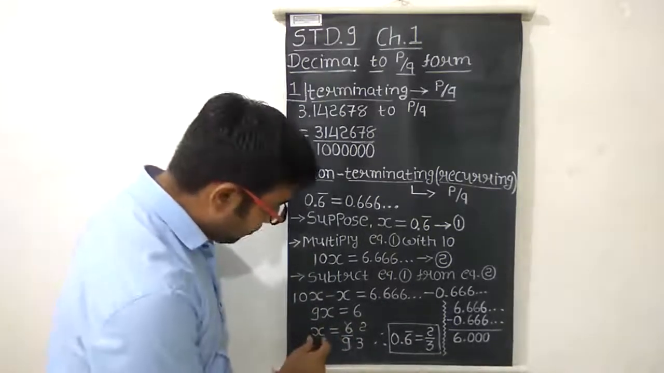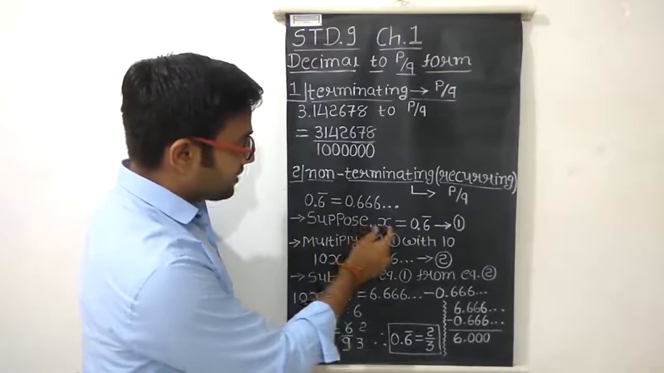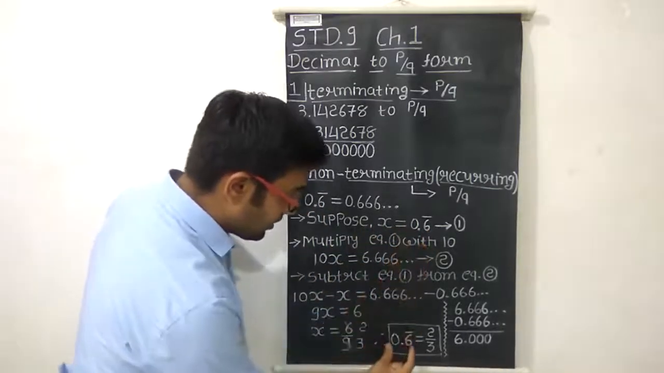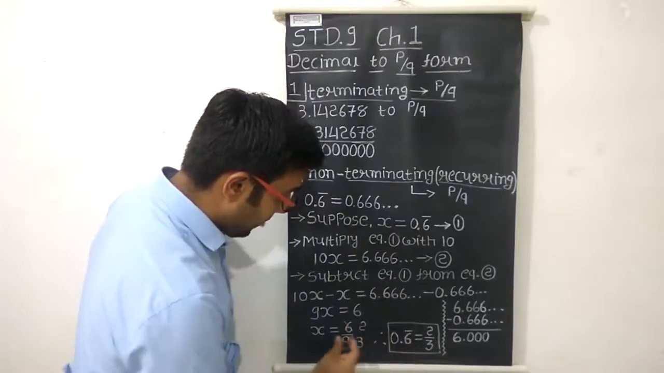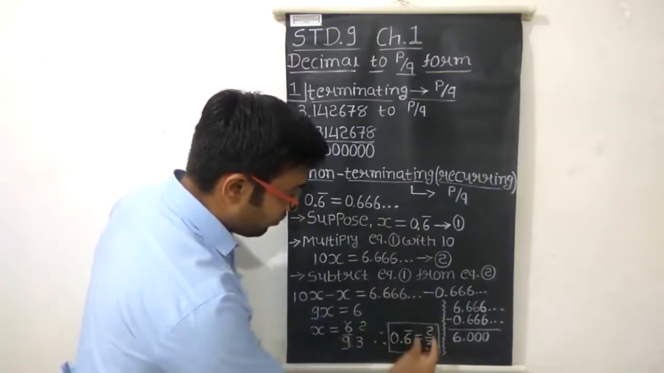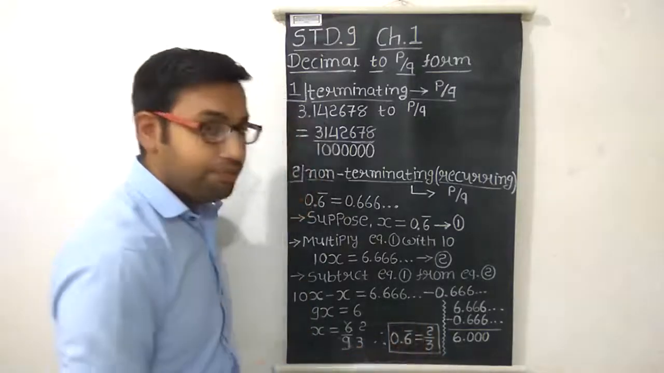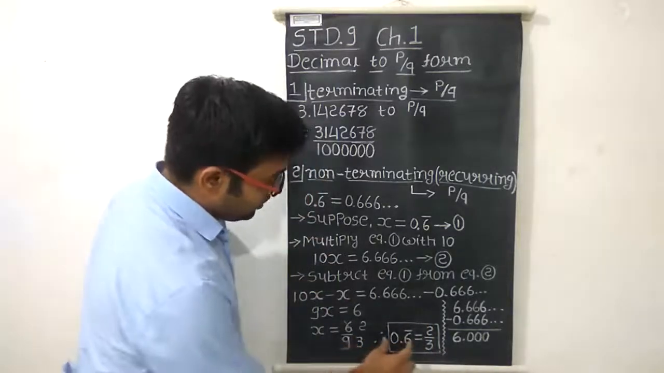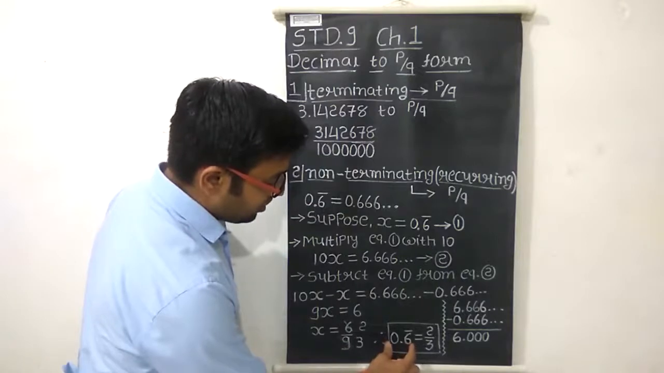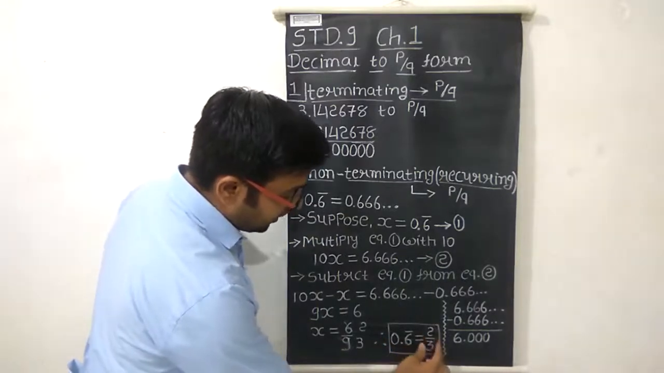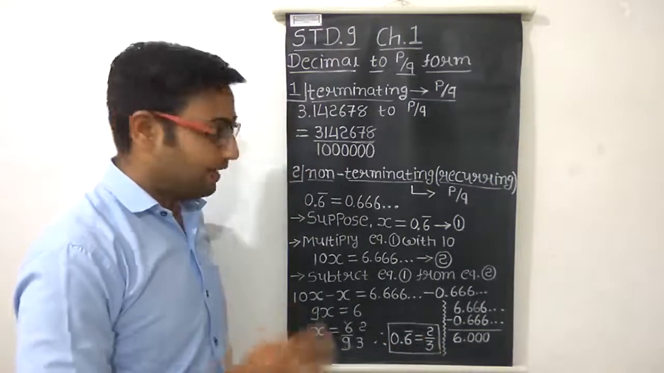So we supposed x as 0.6 bar. So here is the 0.6 bar. This is equal to 2 upon 3. So this is the P upon Q form. Yes. So this non-terminating decimal expansion is converted into the P by Q form, right?